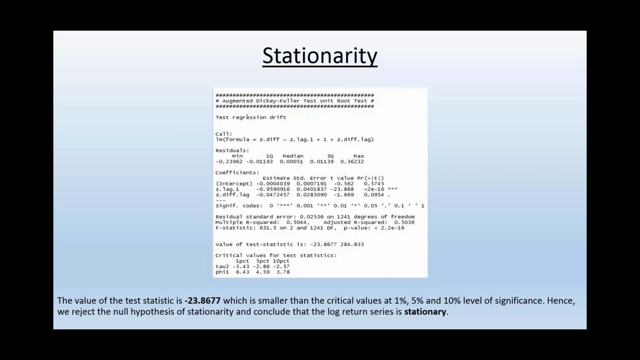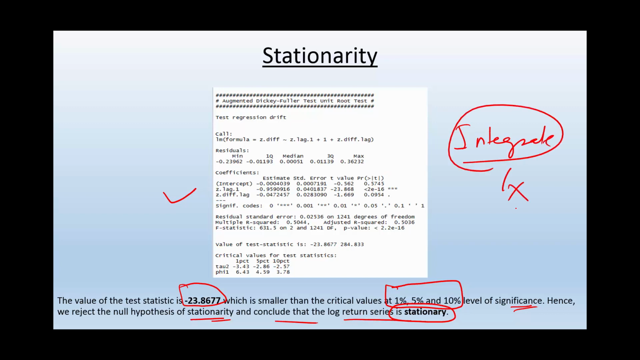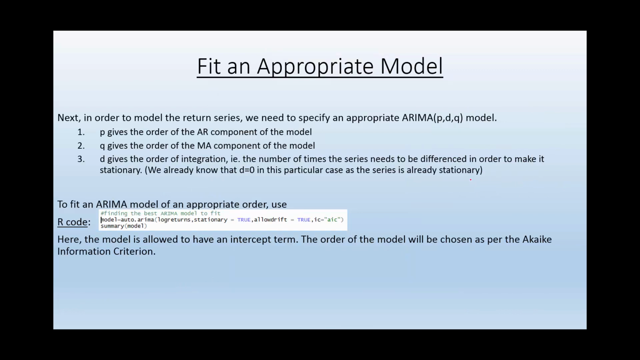So here is the result from the augmented Dickey-Fuller test, and what we have received from the R package is that the value of the test statistic is minus 23.8677, which is smaller than the critical values at 1%, 5%, and 10% levels of significance. Hence, we reject the null hypothesis of non-stationarity and conclude that the log return series is stationary. So non-stationarity is not an issue here. We do not have to integrate it because it's already stationary. Otherwise, you would have to.